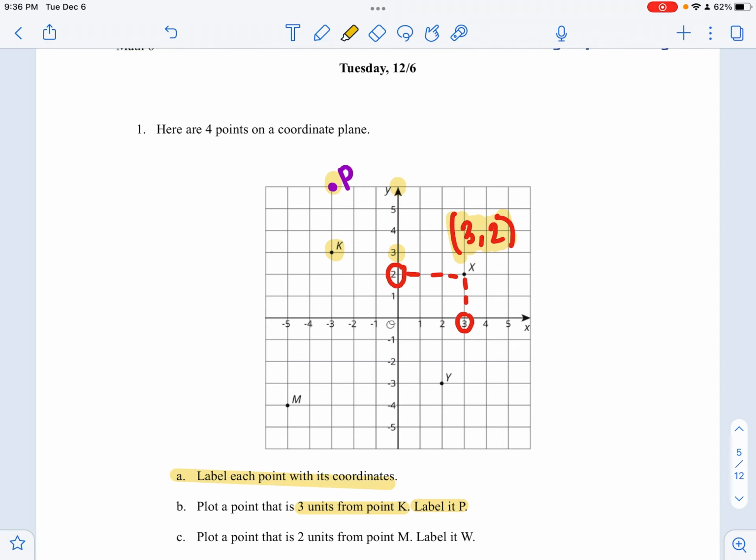I want you to pick a different P than I picked because there are other ways that P could be 3 units away from K. Go ahead and pause this video to answer questions B and C, and then come back for some more homework help.